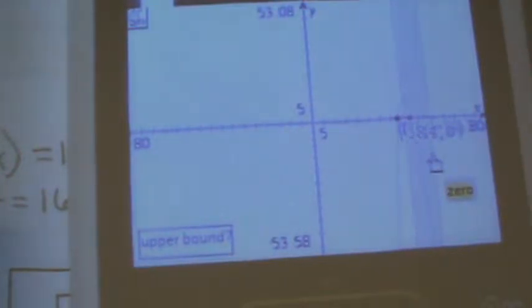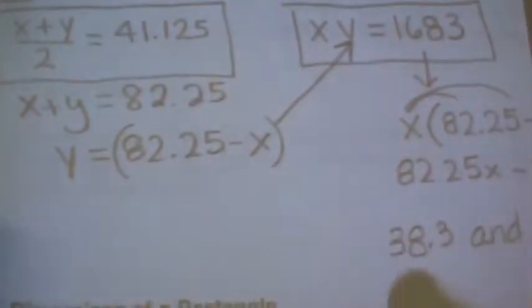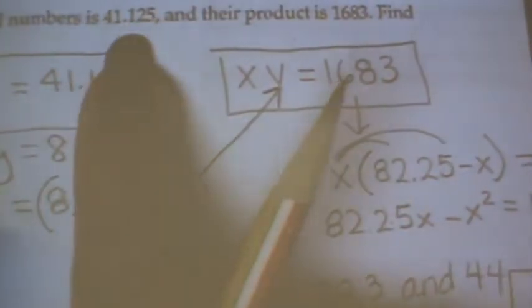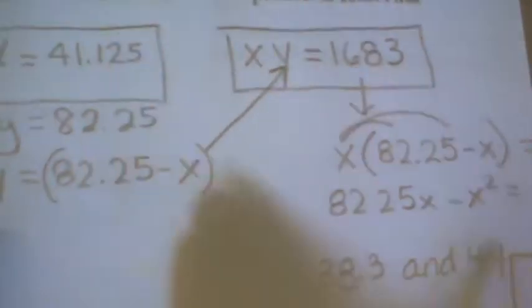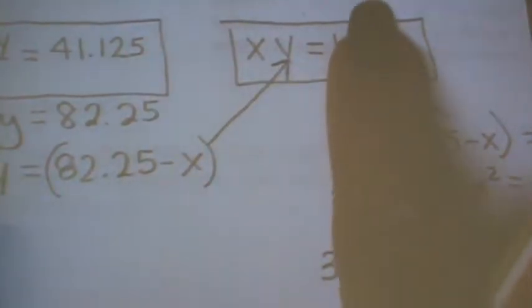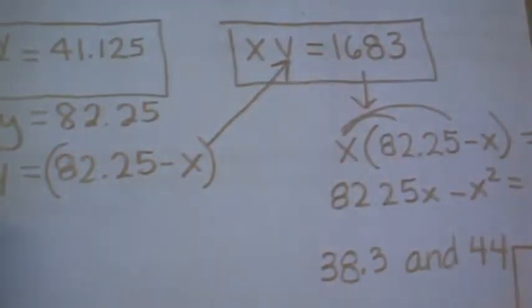44. There's your other answer, 44. So what are my two answers? 38.3 and 44. Now, can we check these answers to see if they work? Yeah. If you average them, guess what they should be? 41.125. And if you multiply them, what do you think you're going to get? Yep. Next one.